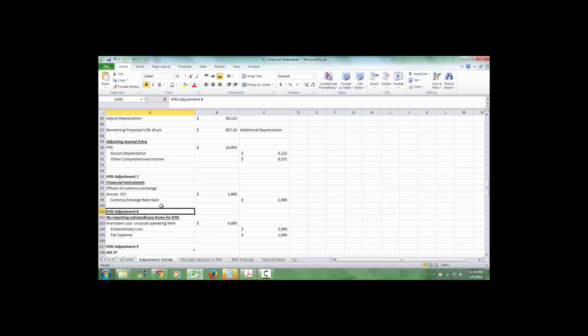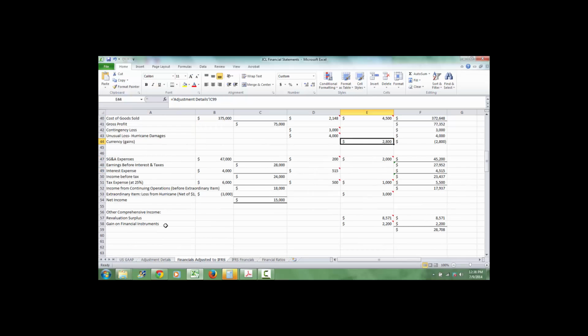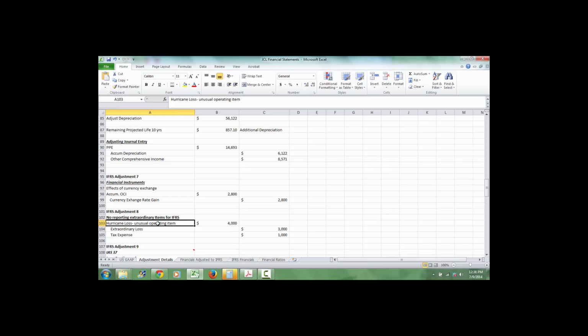Now going to IFRS Adjustment 8, you cannot report extraordinary items according to IFRS. So therefore, the hurricane loss that was reported as an extraordinary item must be removed and reported directly in the financial statements in the income statement. So the adjustment would be, we're going to increase hurricane loss, an unusual item, and we're going to remove the extraordinary loss and the tax expense.